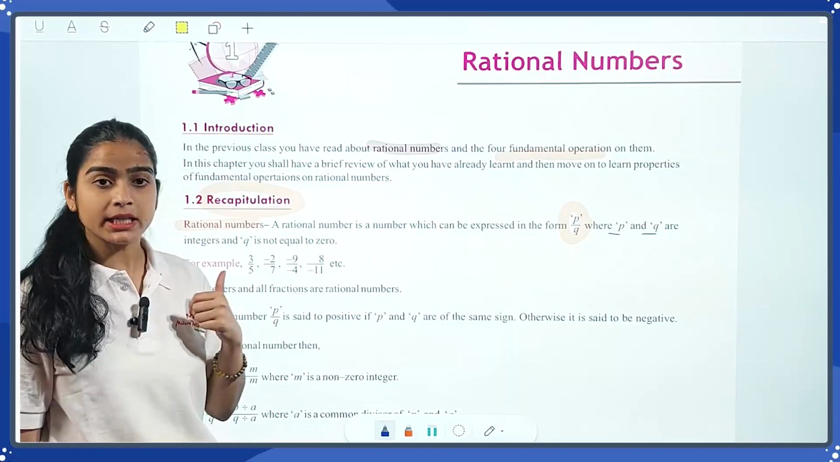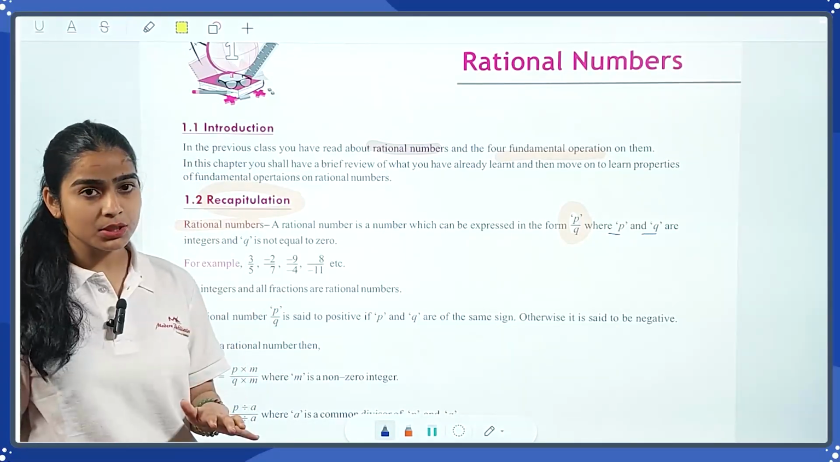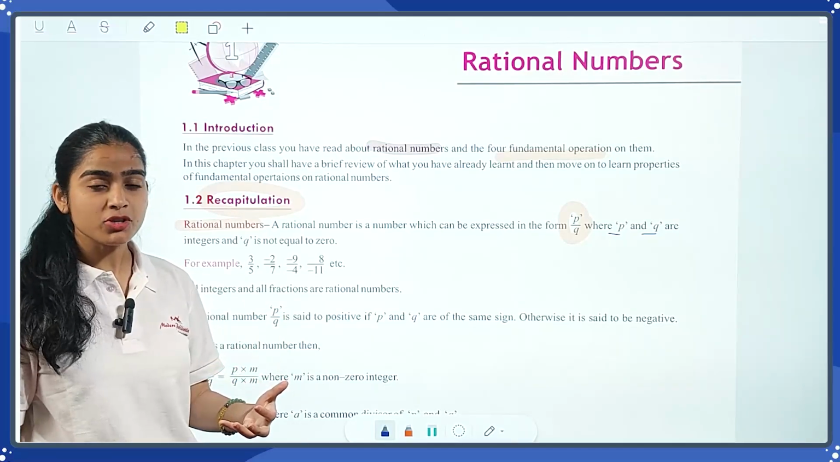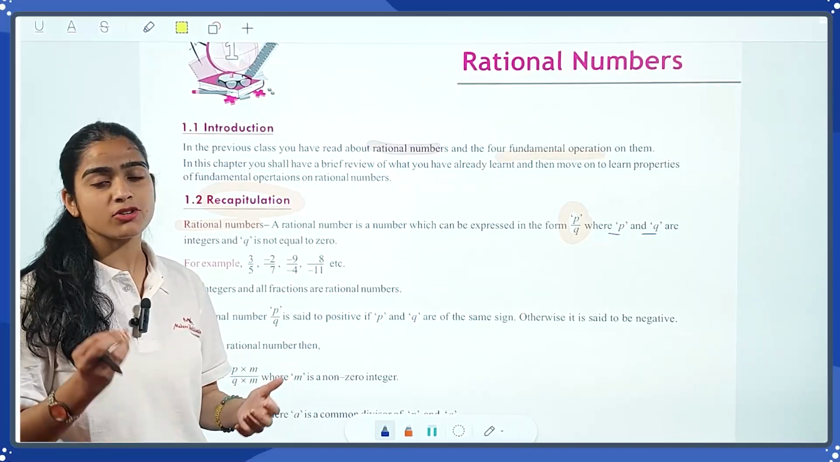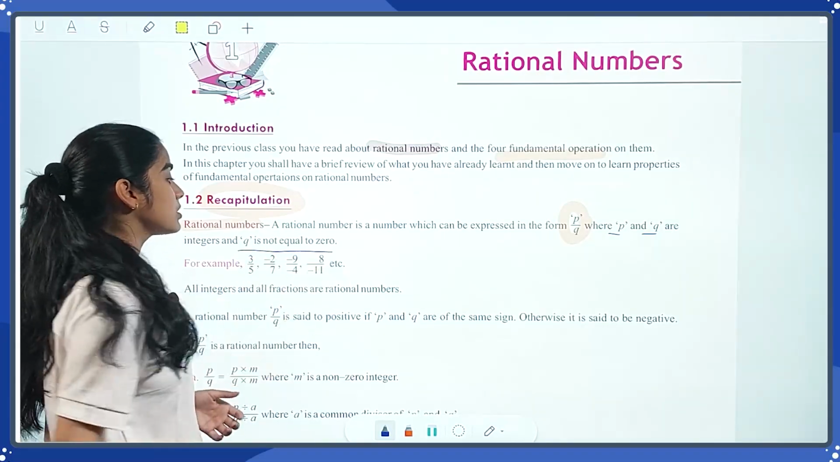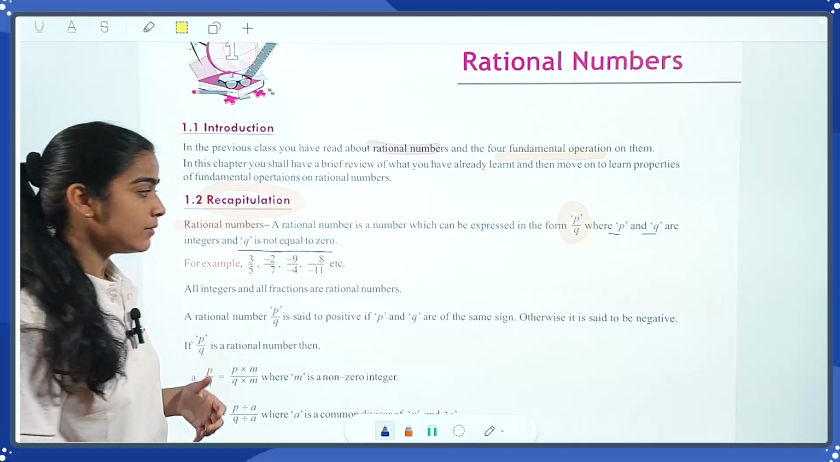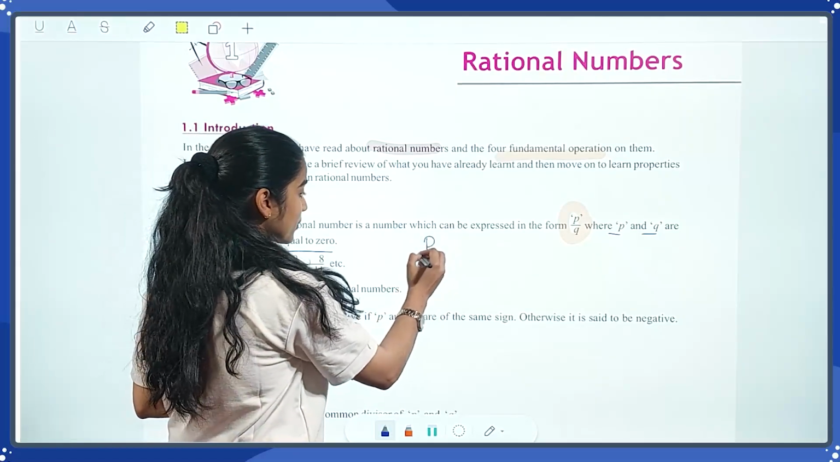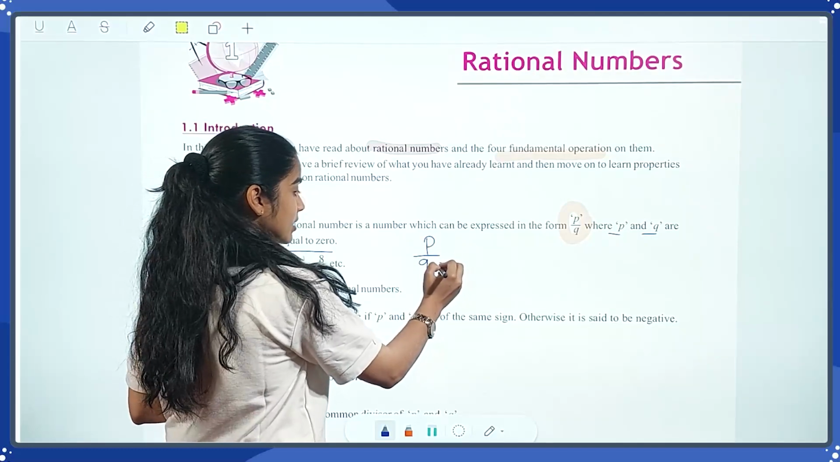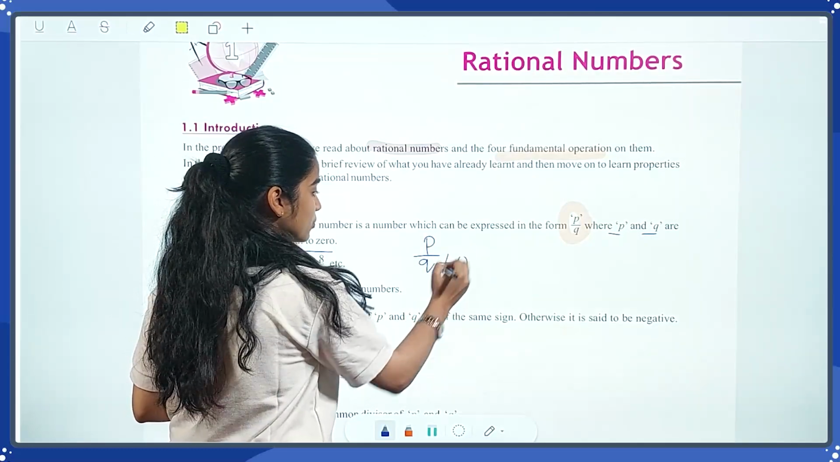And what is meant by integers? Integers are the numbers only, but with the sign of negative or positive. We do not always mention the positive sign, we just mention the negative sign. Next, Q is not equal to 0. What we have to keep in mind is that in the P by Q form of a rational number, Q is never equal to 0.